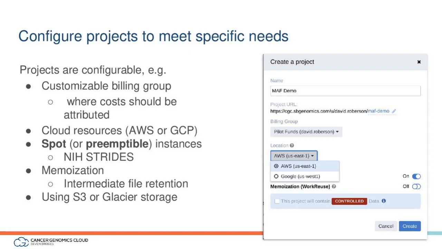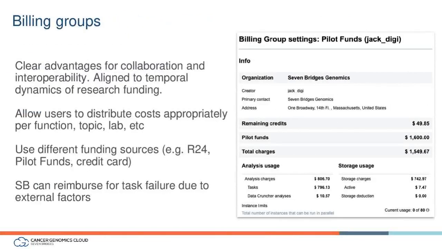You can choose to use spot instances, which are reduced cost computation, as well as some other features. Most importantly, I want to highlight that we actually operate on AWS and Google, which will become important later. There's another slide for that.